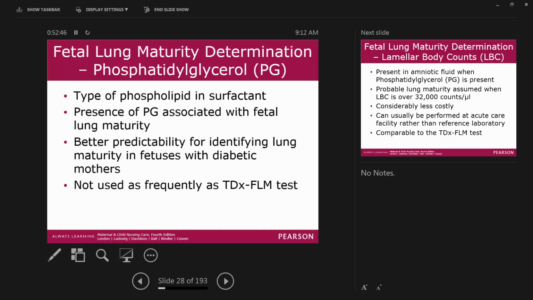Okay, so this PG is another product of surfactant, and a lot of times we'll do the LS ratio and the PG. It just substantiates a little more, because if the PG is present, then you have fetal lung maturity. If it's not present, you don't. There's no numbers. It's either there or it's not there. So if you have an LS ratio of 2 to 1, but no PG, you probably don't have fetal lung maturity. Okay?